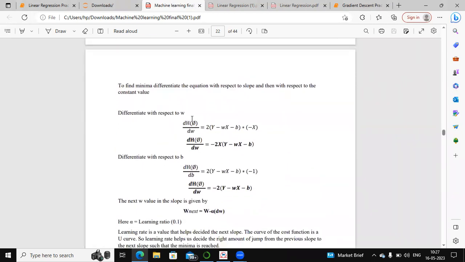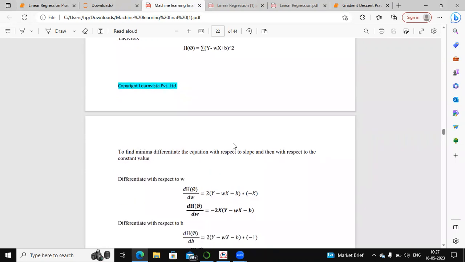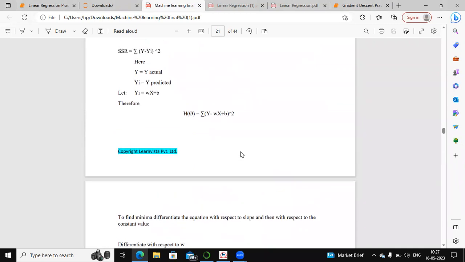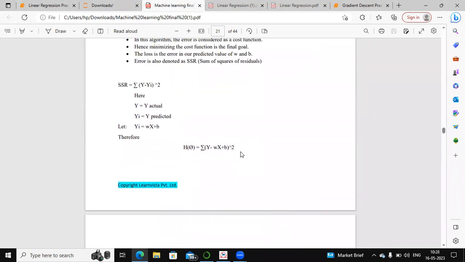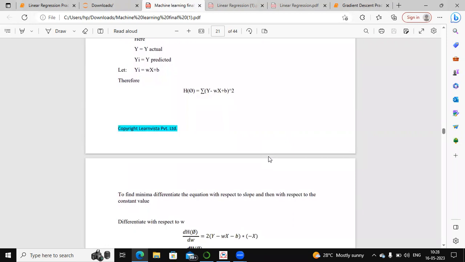So differentiate with respect to x, or w. First, we have to differentiate with respect to w, which is the coefficient of x, and then with respect to the constant, that is b. We are doing this because we have to find slope and intercept. We will have x as well as y. If we want to predict y for a given value of x, then we need slope and intercept. Only then can we calculate the value of y.